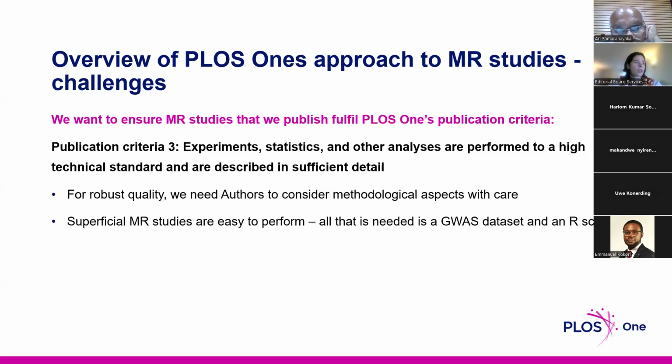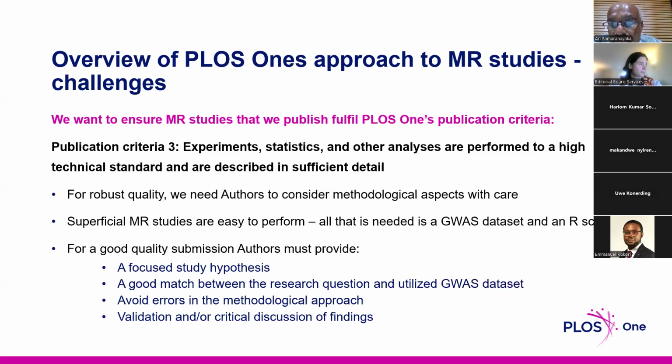Now, obviously, when our authors submit, going in line with this publication criteria, we really want them to consider the methodological aspects with care. Because, as mentioned, if you just want to do a really superficial MR study, this can be incredibly easy to perform, because all you need is that genome-wide association study data set. And there are more and more of these coming out because it is so much easier to perform big data kind of studies. And the relevant R script. You can just run basically any association through the R script, or any hypothesis, and it will give you the relevant numbers that you can write up into a manuscript. But that isn't necessarily methodologically robust.